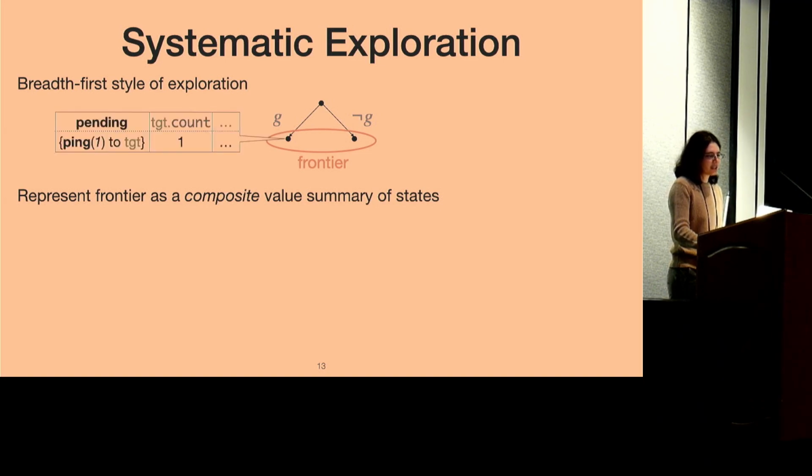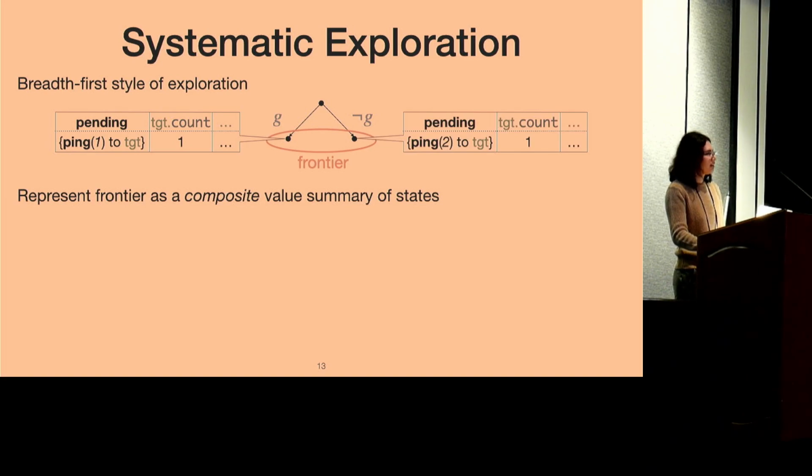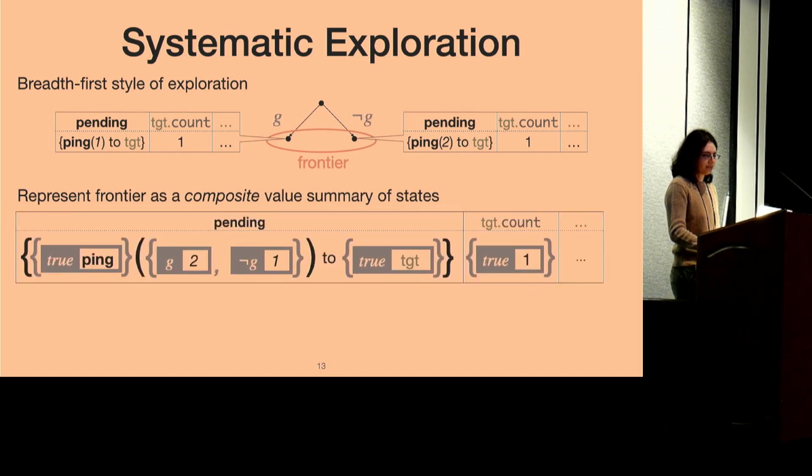So let's say that one state is this, where our set of pending messages is just this one ping message with payload 1 to a target node, and here's the local state of the target node. And let's say we also have this other state in our frontier, which is the same as the first state, except our ping message now has payload 2. So the composite value summary that we use to represent the frontier is this. Here we can see that the state components occur under their respective SCI guards in this composite value summary.